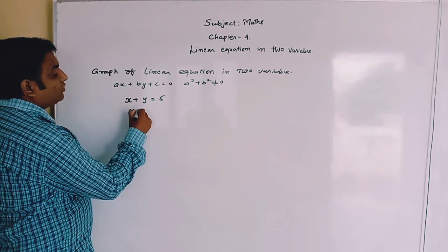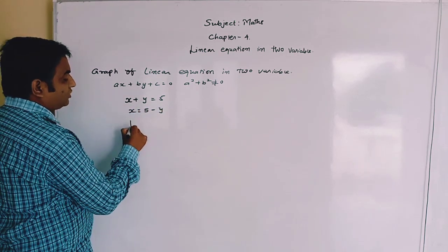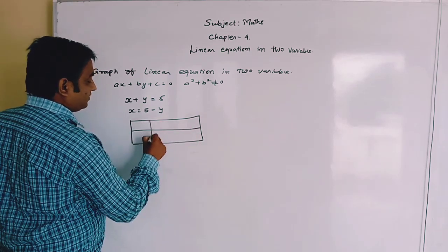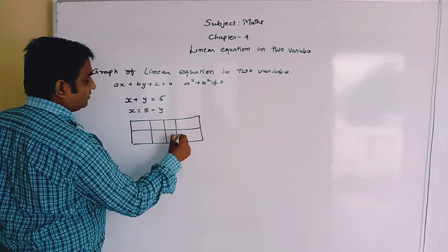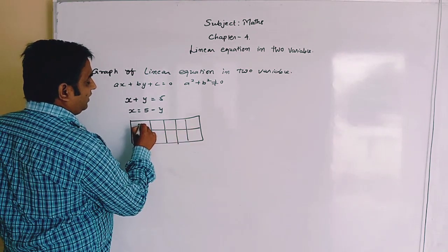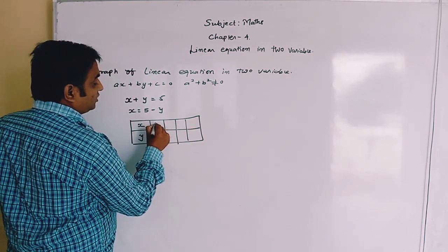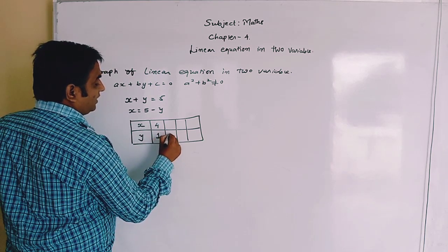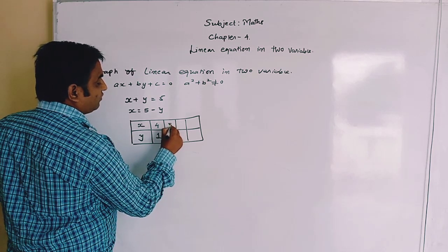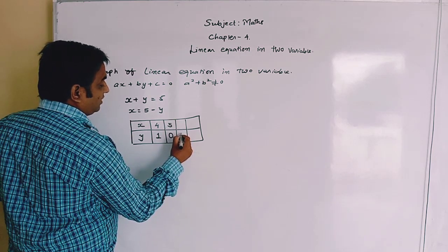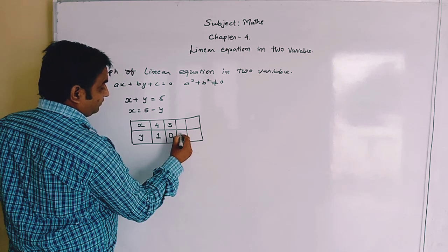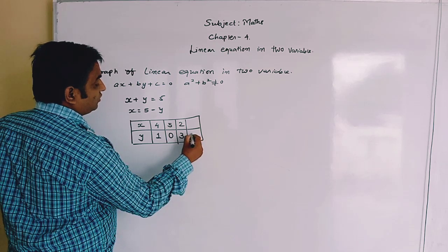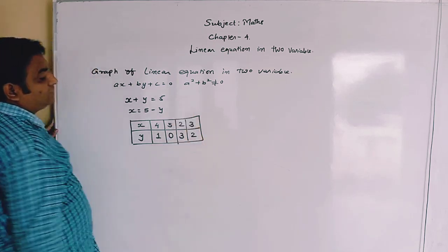So x equals 5 minus y, we can write. So x depends on y, and we will take the y value as per our choice and find x. If we take y equals 1, x equals 4. If y equals 0, then x equals 5. If y equals 3, then x equals 2, and if y equals 2, then x equals 3.